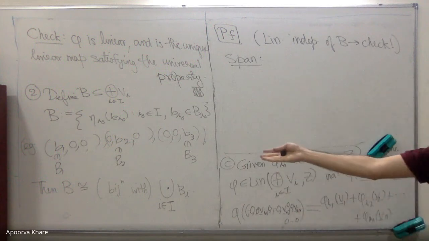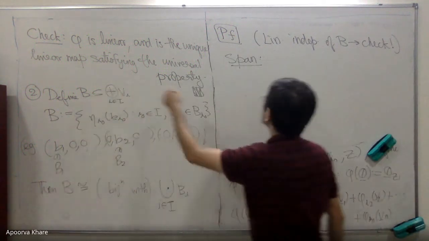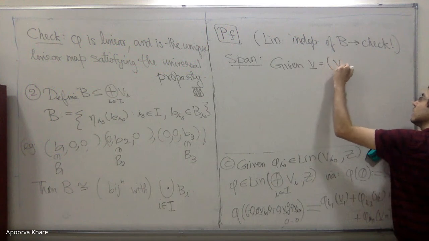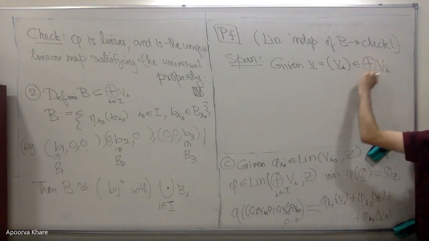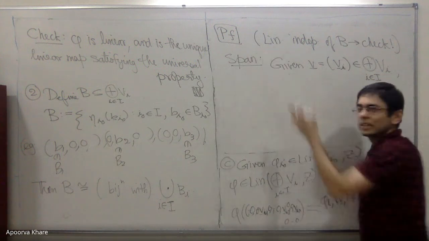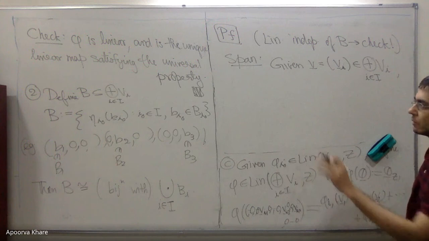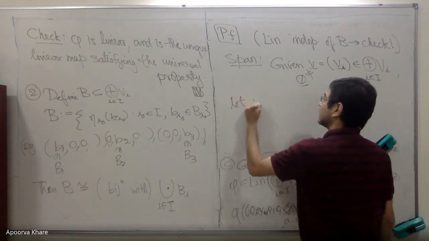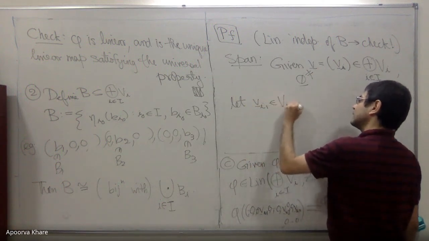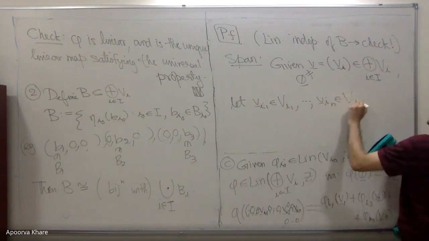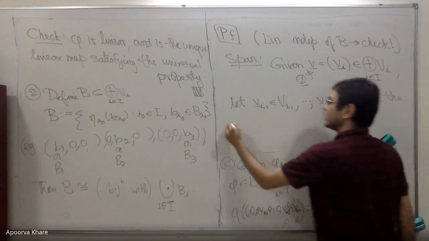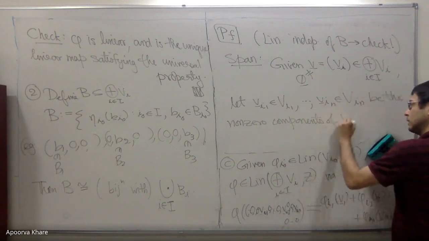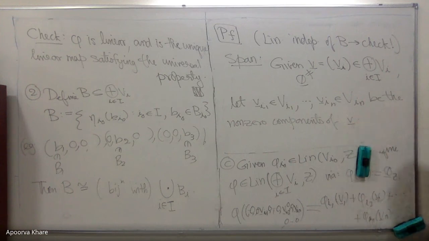So take any vector v in the direct sum of the V_i. Clearly 0 is in the span, because it is 0 times anything plus 0 times anything. Let's look at a non-zero vector v. Let v_{i1} in V_{i1}, ..., v_{in} in V_{in} be the non-zero components of the vector v.